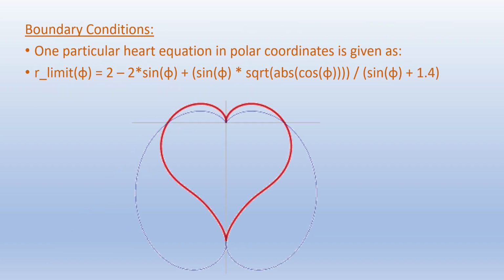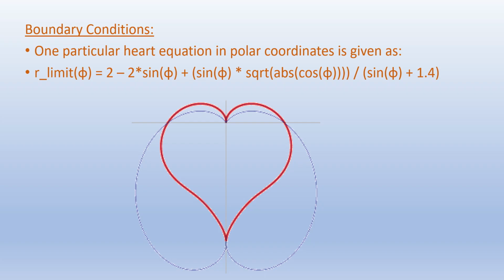So now let's look at the boundary conditions. There are a number of equations available to represent the geometry of a heart. I am using one particular heart equation that is given in polar coordinates. I'm just calling it r_limit(phi) equals 2 minus 2 times sine of phi plus sine of phi times square root of absolute of cos phi over sine of phi plus 1.4.